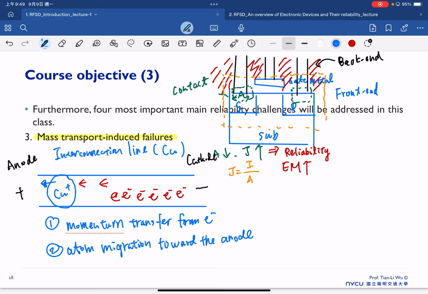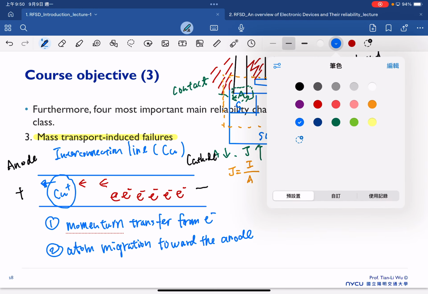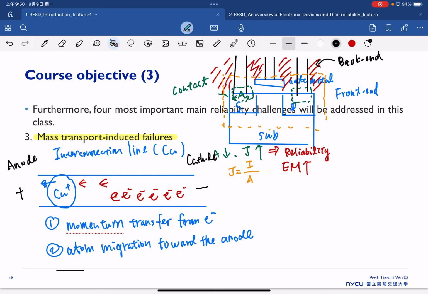So ideally, we have one interconnection line, and the copper atoms are fixed inside this metal line. So ideally, there's no chance of this copper being moved. But because right now our current density is so high, such a huge amount of electrons start to flow inside this interconnection line. And once these carrier electrons flow, the momentum will start to transfer and push the copper to move toward the left-hand side, which is the anode region. And in general, we call this phenomenon electron migration.